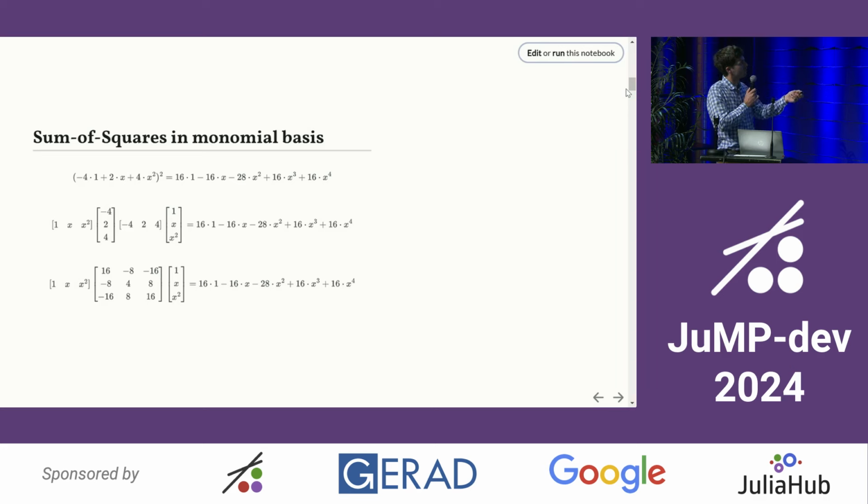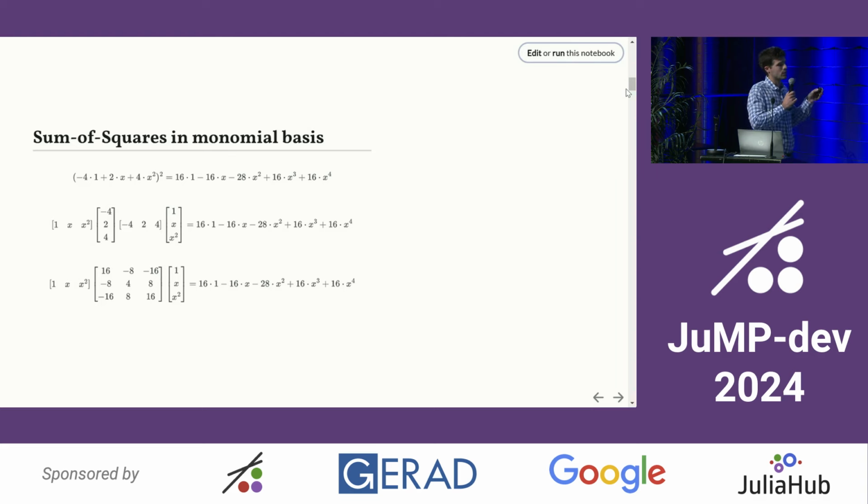You take 16, you divide by 2, you put it here. You take 16, you put it here. And then minus 28, you create a slack variable that is free. And then you put here, you put the slack. And here you put minus 14 plus the slack divided by 2, something like that.